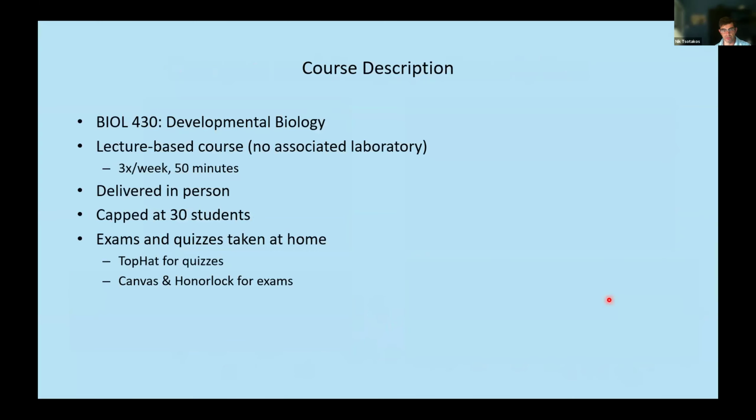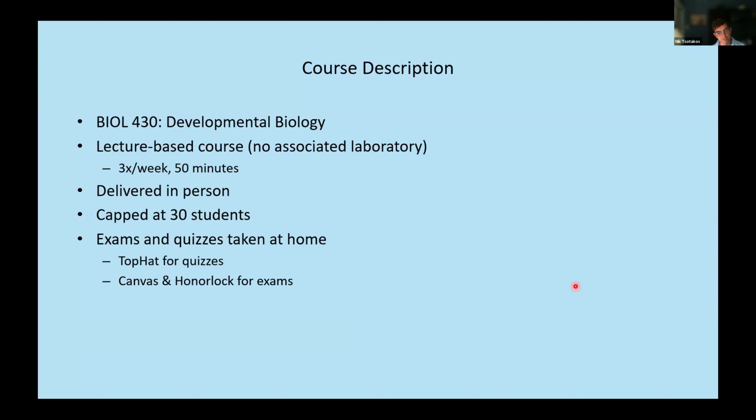The specific course I'm going to talk about is an upper level course that is a requirement for the genetics and developmental biology option, but can also be used as an upper level elective for the general biology option. We meet 3 times a week for 50 minutes. There is no associated laboratory, although other institutions do have a lab associated with it. It's delivered in person, capped at 30 students.